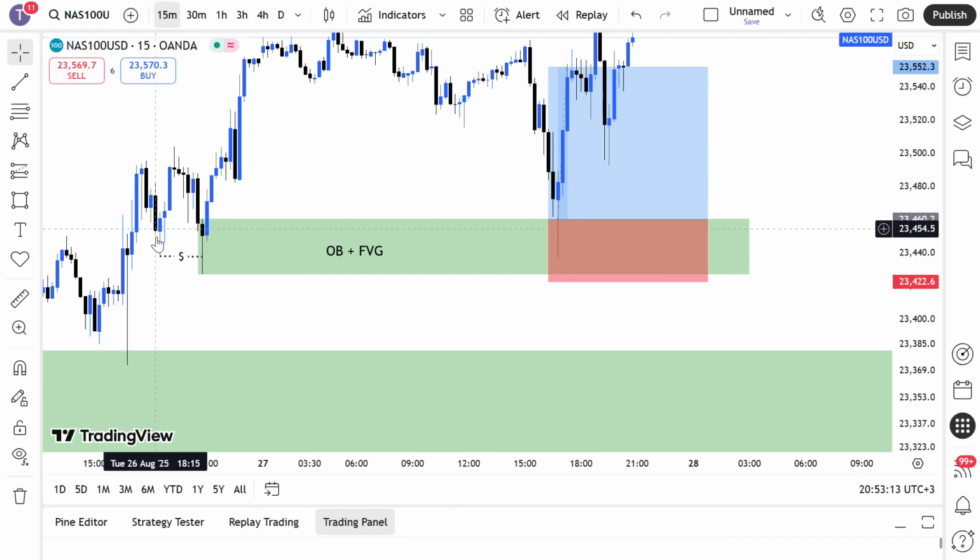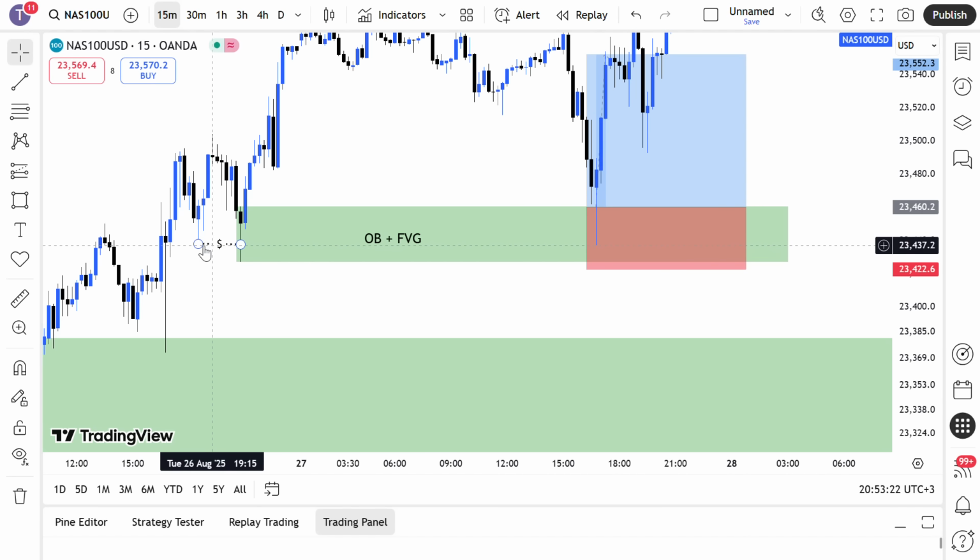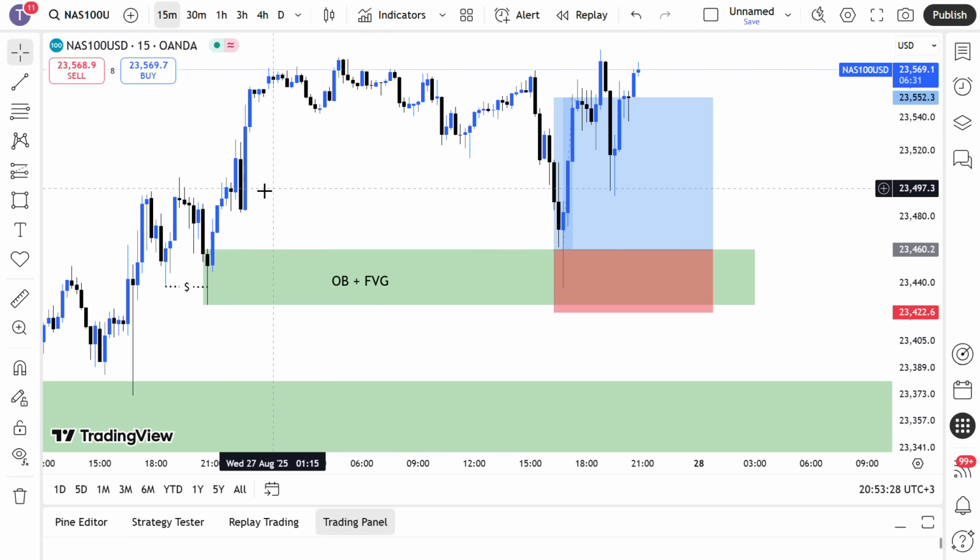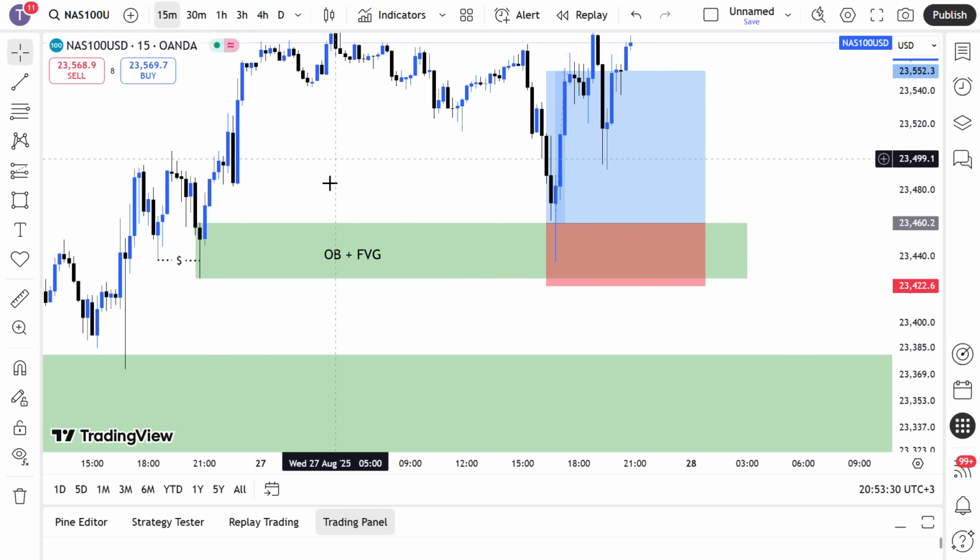You can see this form of liquidity. This low went up to sweep this high's liquidity, and later on, the market came back down to sweep the low's liquidity before going up to break structure. So this is a valid break of structure. After that break of structure, you can see the market left behind this order block with a fair value gap.